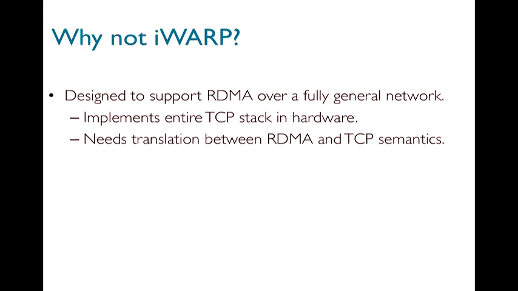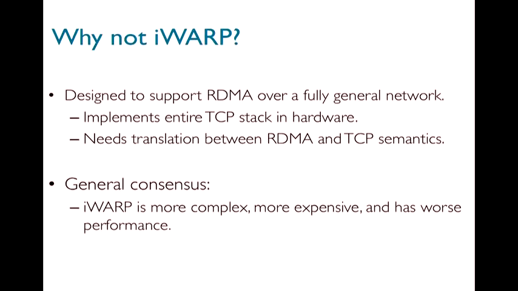So iWARP was designed to support RDMA over a fully general network, and it does so by implementing the entire TCP stack in the hardware NIC. Basically, because it implements the entire TCP, it can handle packet losses better. But it also needs a number of translation layers to translate between the RDMA and the TCP semantics. Now, given that these iWARP NICs existed, we wondered why wasn't iWARP adopted more broadly? What led to a wider deployment of RoCE?